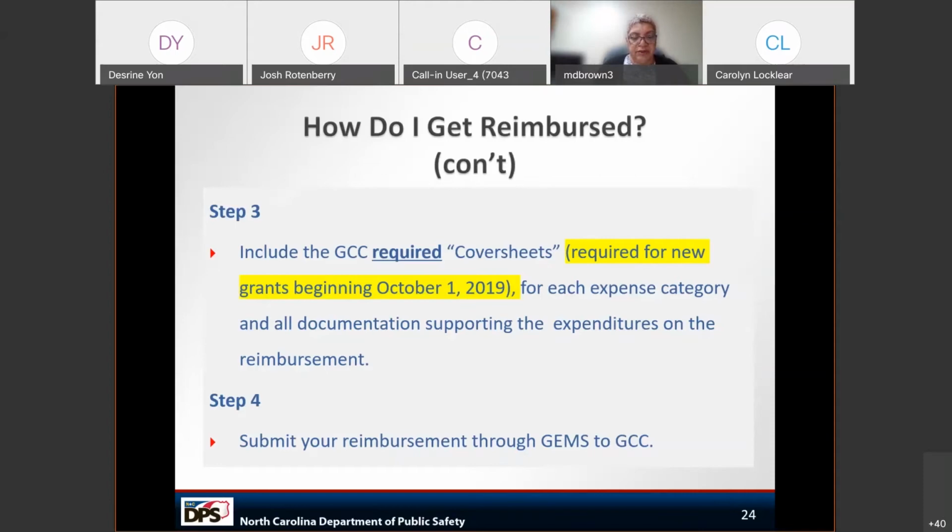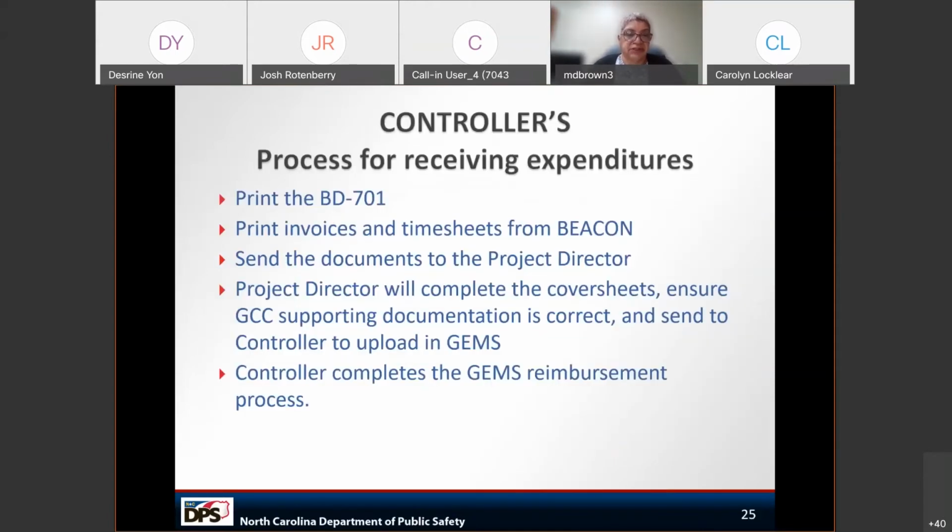Make sure that when you're dealing with your controller, that you're getting the documents that you need. The controller will provide you with a copy of your BD 701, which we'll discuss shortly. They will print invoices and timesheets for you from Beacon. Then they'll send those documents to the project director, and your project director will complete the cover sheets and ensure that the GCC supporting documentation is correct, and send it back to the controller to upload into GEMS. The controller then completes your GEMS reimbursement process.